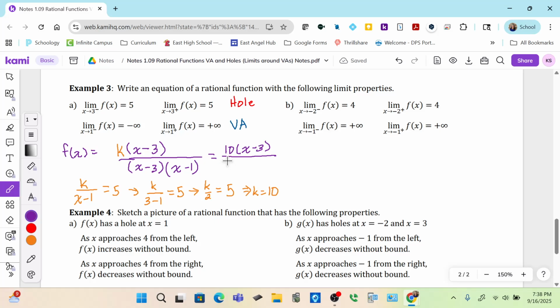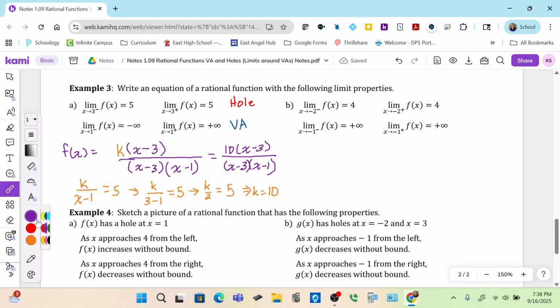over x minus 3 times x minus 1. So I have to find that k whenever I have this value for my y value for my hole. I need to do something like this to find k.